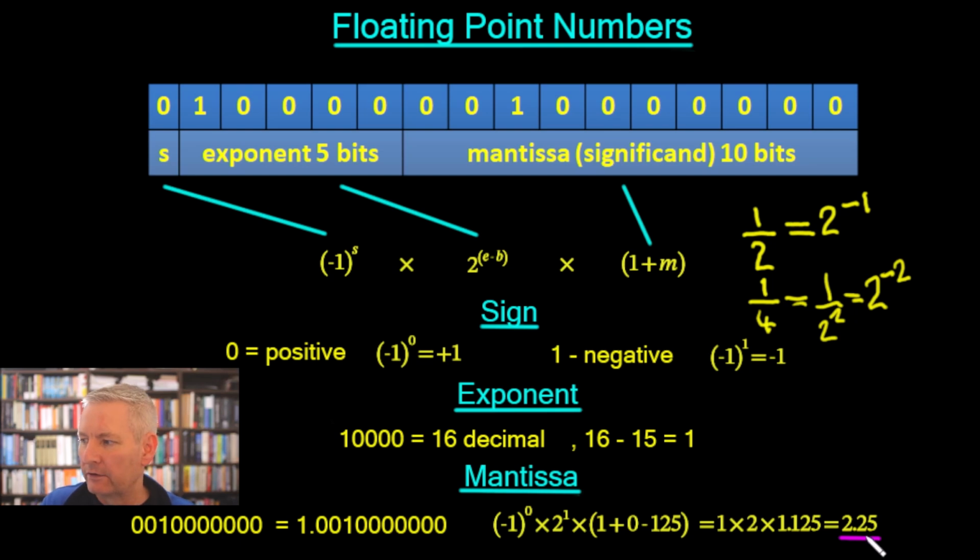It's just telling us that we have the sign, we have the exponent, which tells us the range, and then we have the mantissa, which tells us whereabouts within the range the number exists.